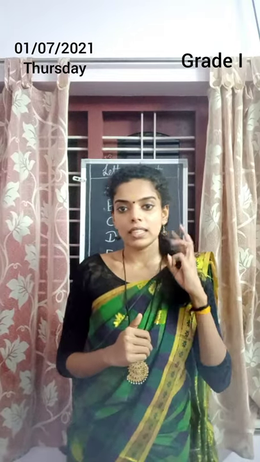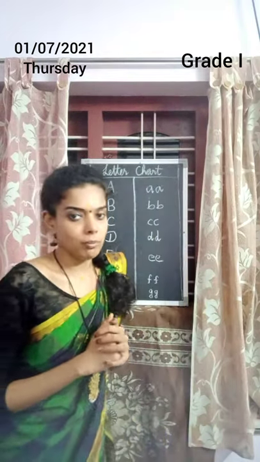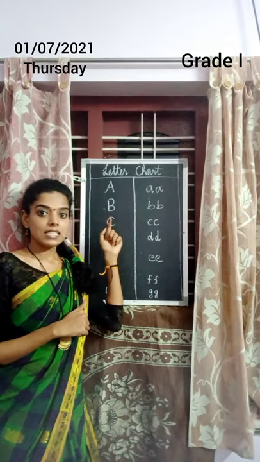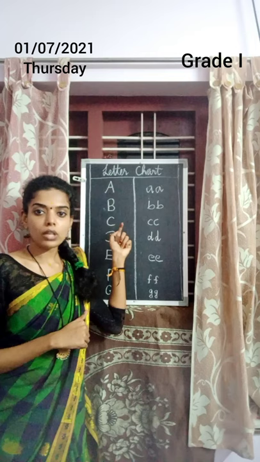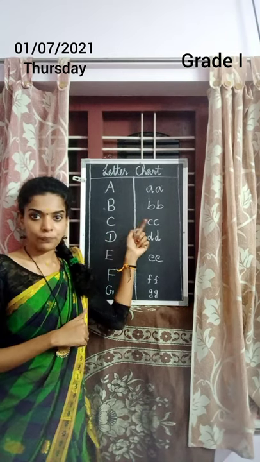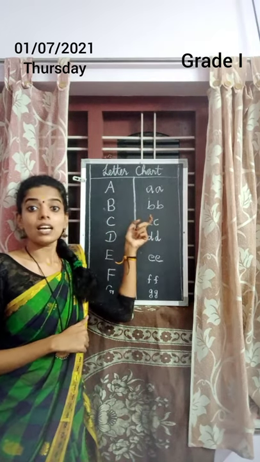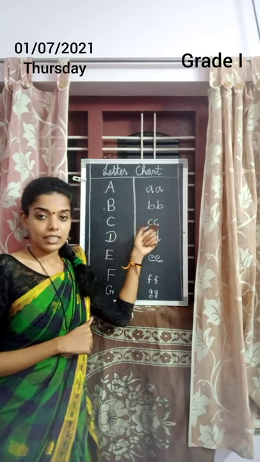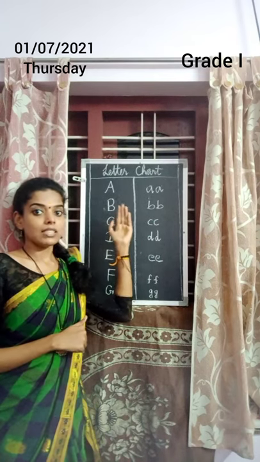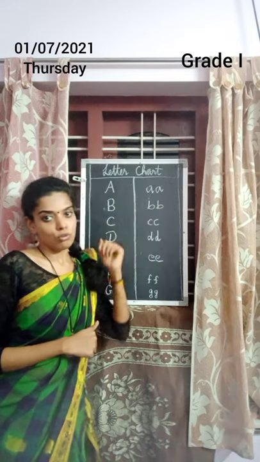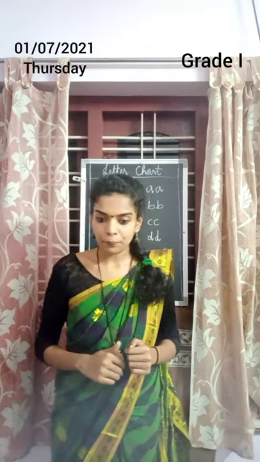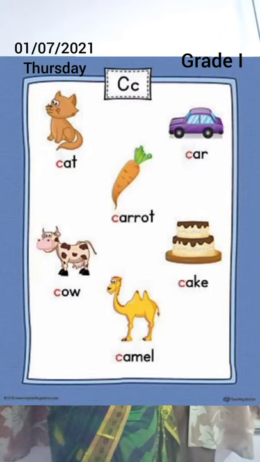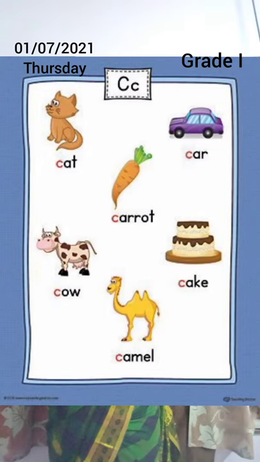So, the third alphabet is C. The sound of C is K, not C. The alphabet is C, but the sound is K. So, the examples are cat. C-A-T. Cat. Car.